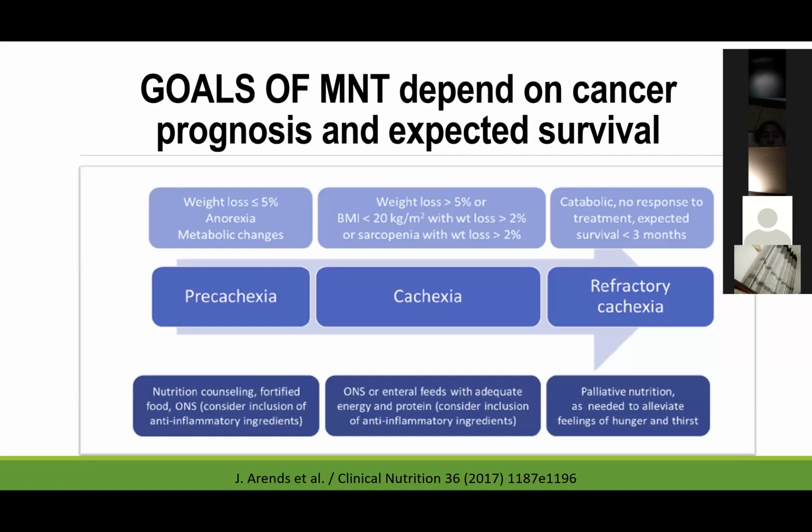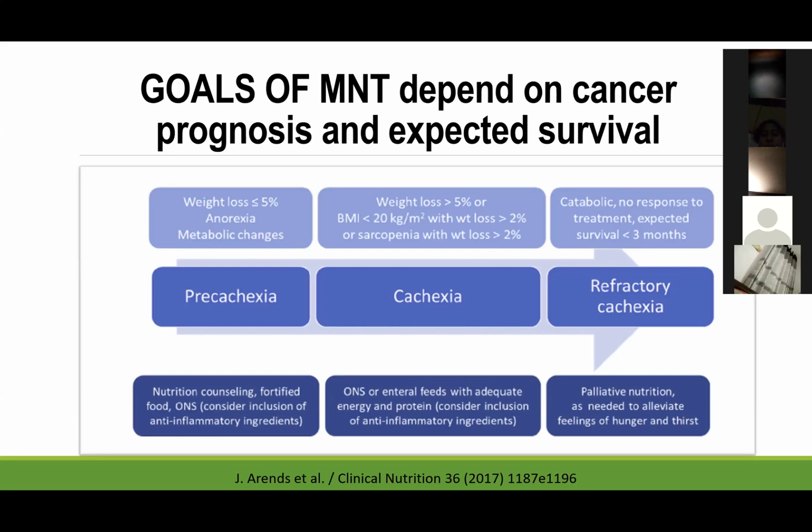Under pre-cachexia, they indicated that the weight loss is less than 5%, but the patient still has anorexia and metabolic changes. For treatment, they have to go for nutrition counseling, but they still need oral nutrition supplements, sometimes including anti-inflammatory ingredients, and fortified food, because some micronutrients are very important for them, so it is better to go for fortified food.